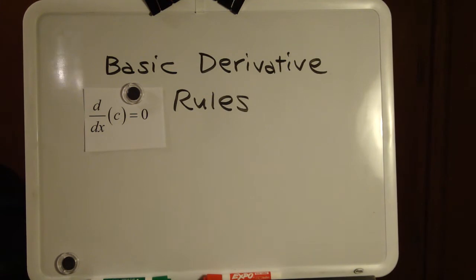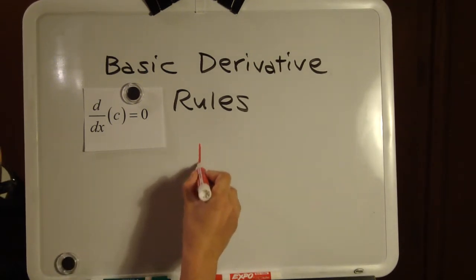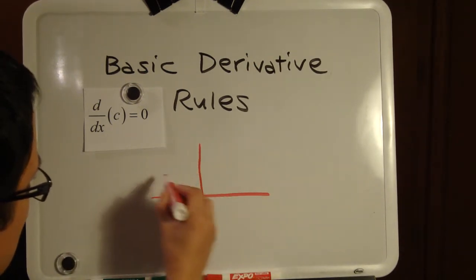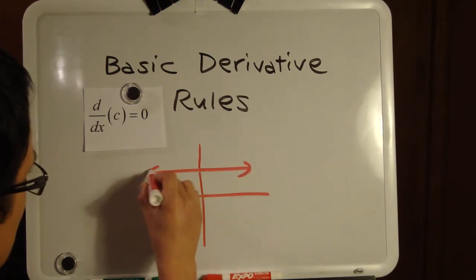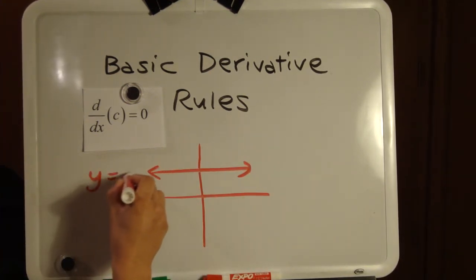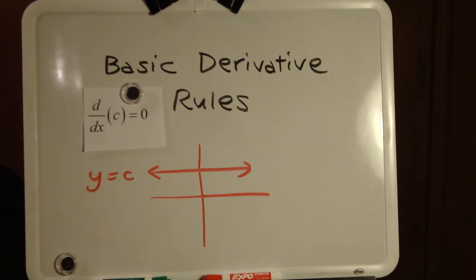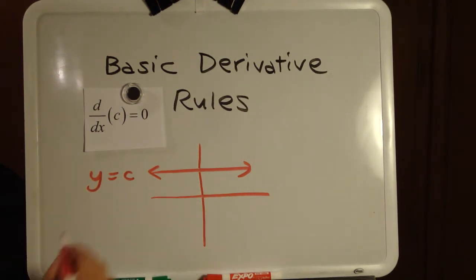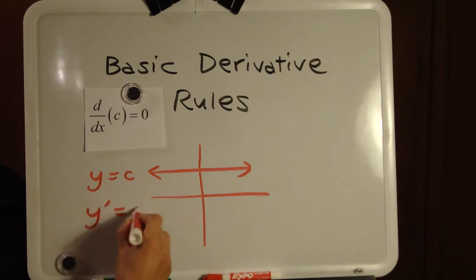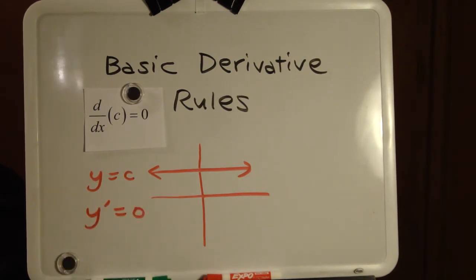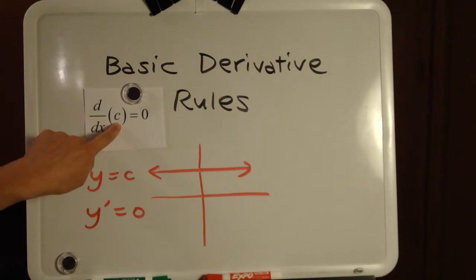And this is telling us that when we find the derivative of a constant, we get 0. The natural way to think about this is to think about a constant function, right? So you can think of something like this, where y is equal to c. So you could think y is equal to any constant function. And notice when you look at the slope of this line, y prime is equal to 0, right? And that's the interpretation here: when you take the slope of a constant function, you get 0.